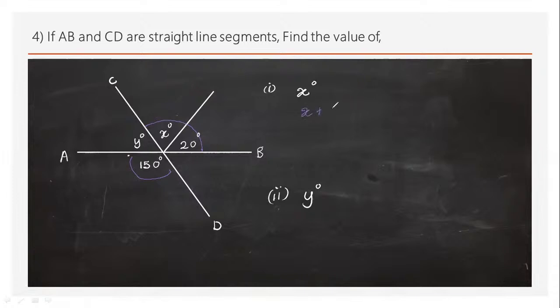x plus 20 degrees equals 150 degrees. The reason is vertically opposite angles. x equals 150 minus 20. x equals 130.